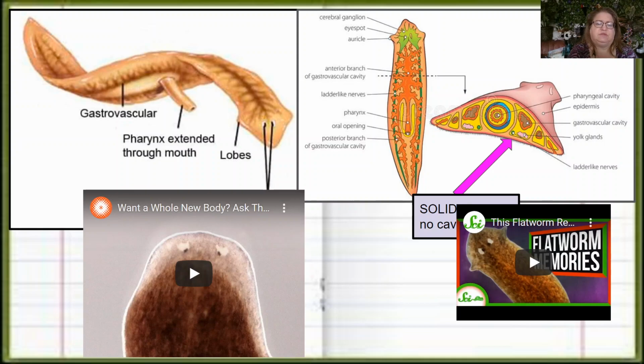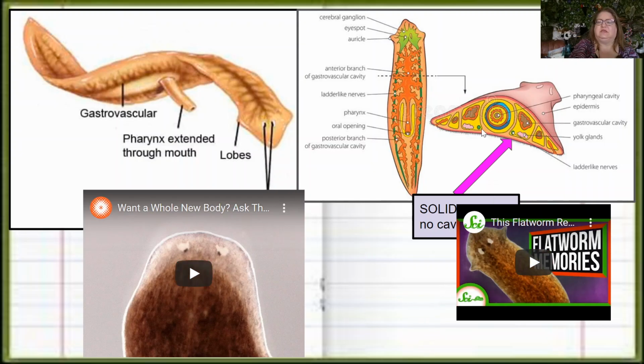And so here's what they look like. They have this pharynx that can kind of come out of their body. They actually have two little eye spots. Now they kind of look cute and adorable. They're not really crossing their eyes. That's just kind of how their eye spots look. But they do still look kind of adorable with their crossed eyes.